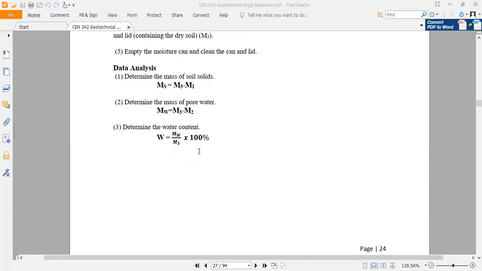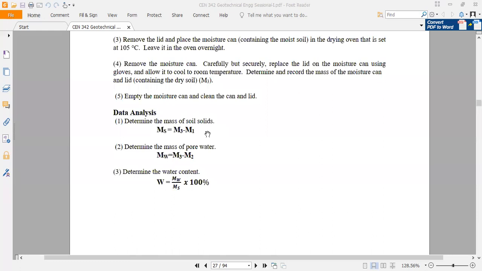Now if we put down the equation, W equals MW by MS into 100%, we will find the actual moisture content, I mean the actual percentage of water. You have to put in the value we have got for MW, and then put in the MS here, and you will find the water content finally. So that is W equals MW by MS into 100%. This is a simple equation and a simple calculation.